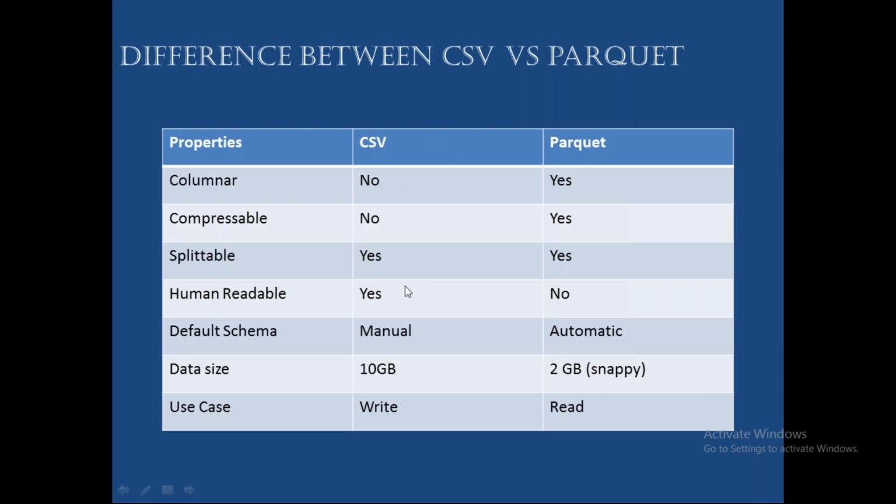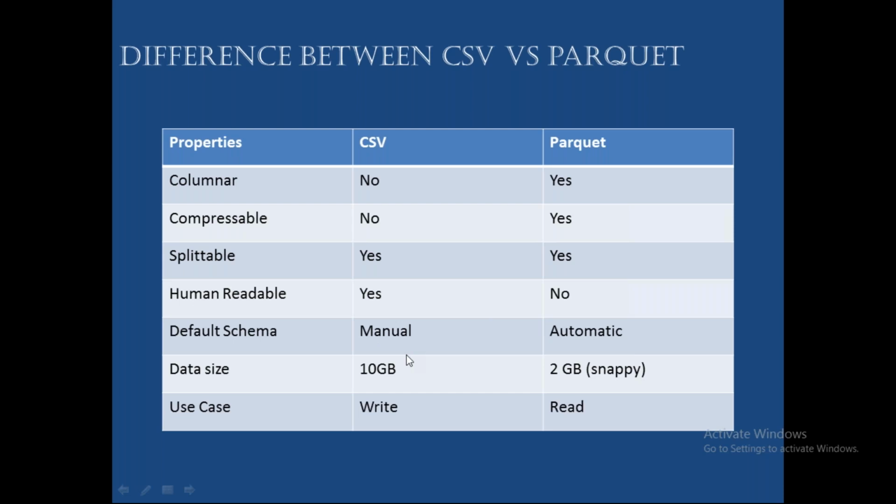Human readable: CSV is human readable. When we open a CSV, you have seen you are able to read the file. But is Parquet human readable? No, you cannot read the data because it is compressed. Next, default schema. For CSV it is manual. For Parquet it is automatic; you automatically get the schema. But in CSV you need to set inferSchema equal to true, or provide a user defined schema.